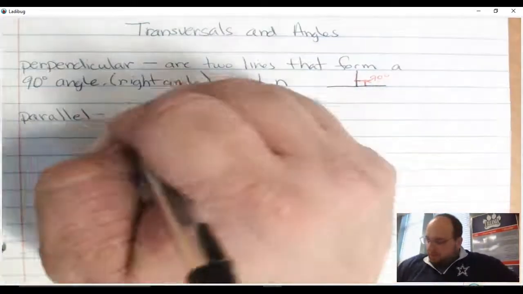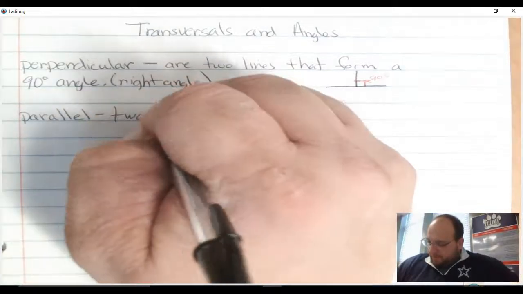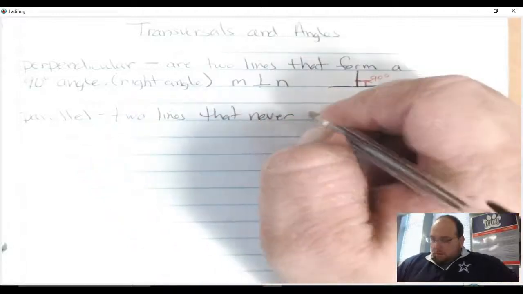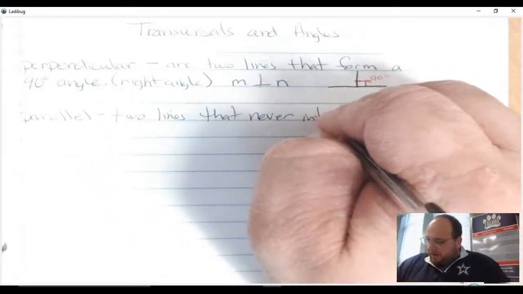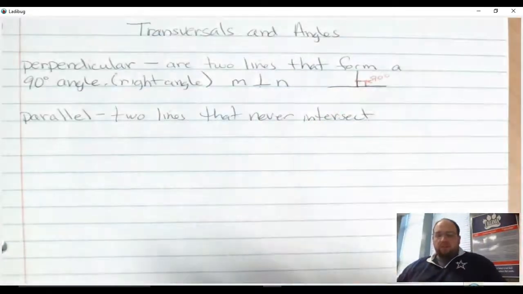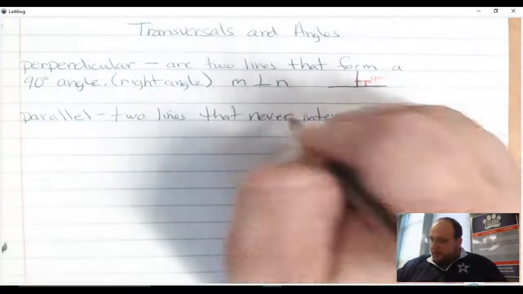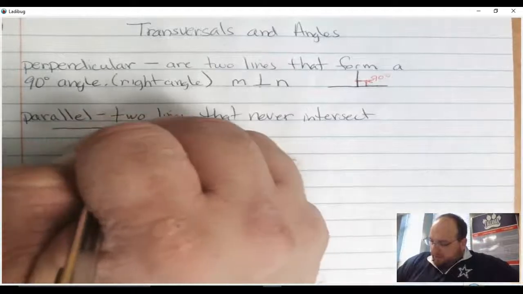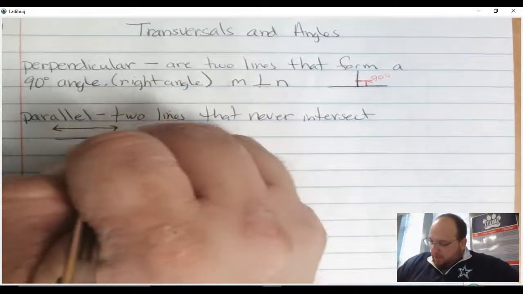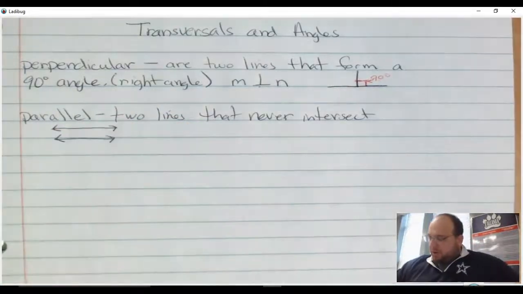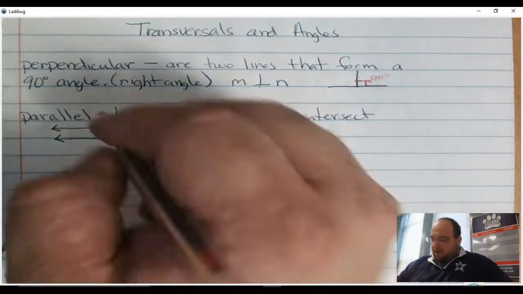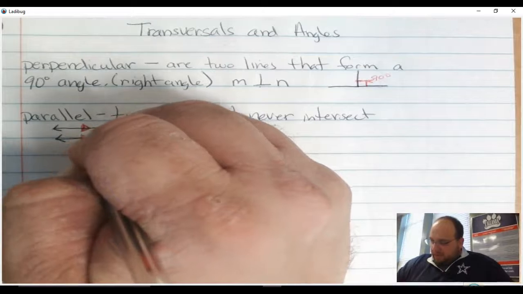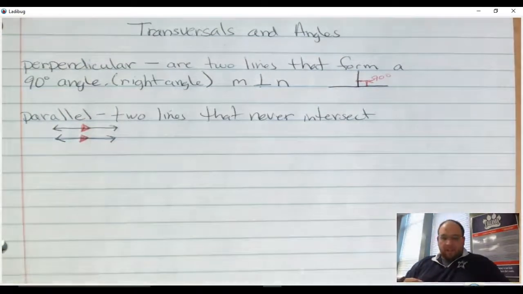Parallel. Parallel is just two lines that never intersect. If you don't know what intersect means, it means to cross. So these are two lines that will never ever cross on a plane. You will see it written like this. You will see a line and another line just below it or to the side of it. If it's written up and down, you will see it typically with a red arrow on both of them. This is again indicating that these two lines are parallel.